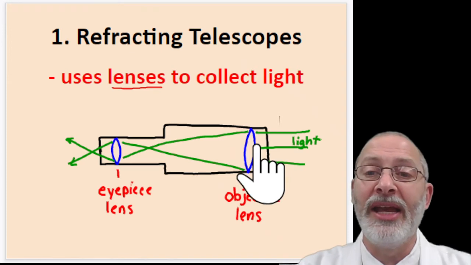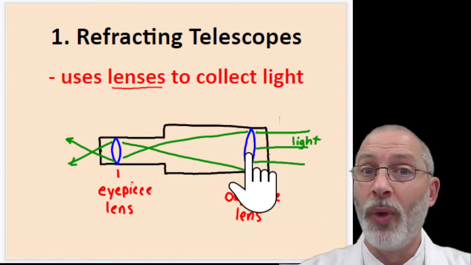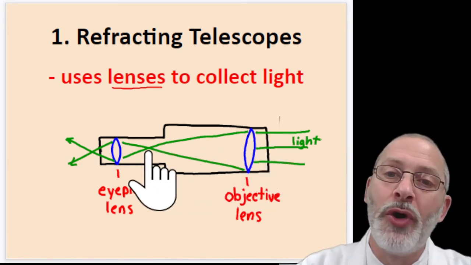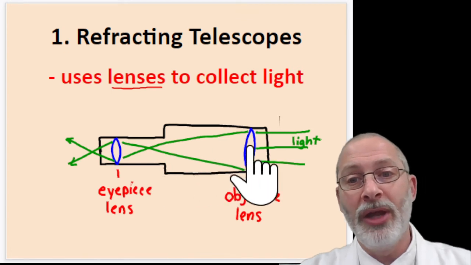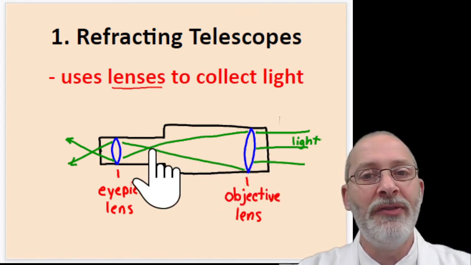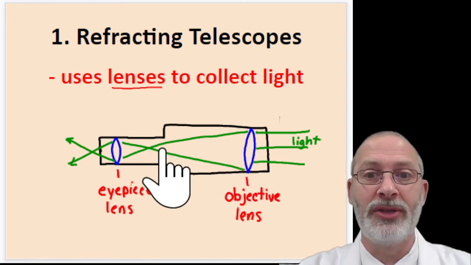Now, as the light enters that objective lens, it is bent or refracted to a focal point. And again, we could measure the distance between the lens and the focal point, and that would be called the focal length. We'll need to know that for tomorrow.